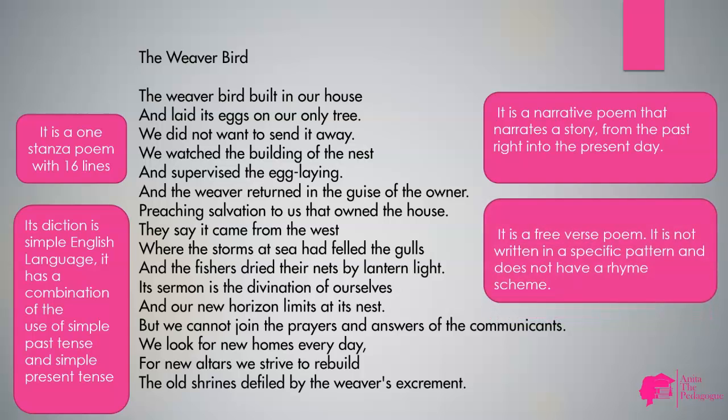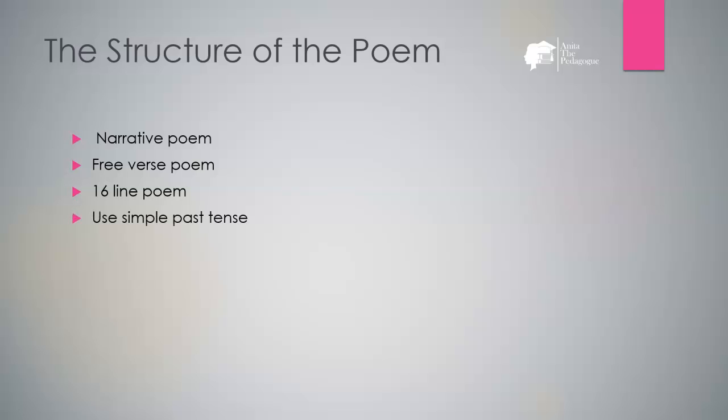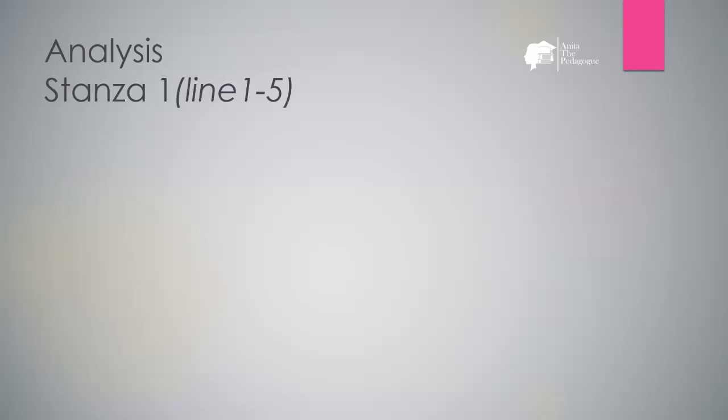This poem is a free verse poem. It is not written in a specific pattern and does not have a rhyme scheme. So that is the structure of the poem, The Weaver Bird. So we've looked at the fact that it is a narrative poem and a free verse poem. It has 16 lines, and makes use of the simple past tense and the simple present tense. Now we would move on and look at the critical analysis of the poem.